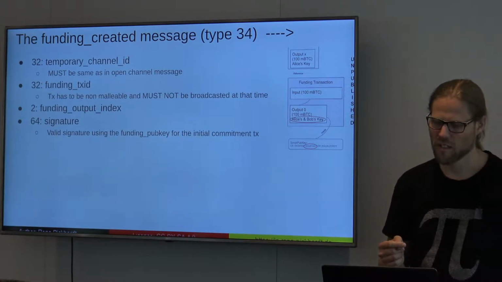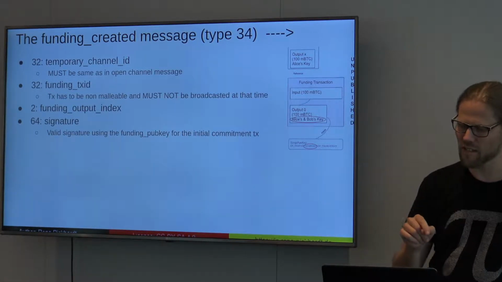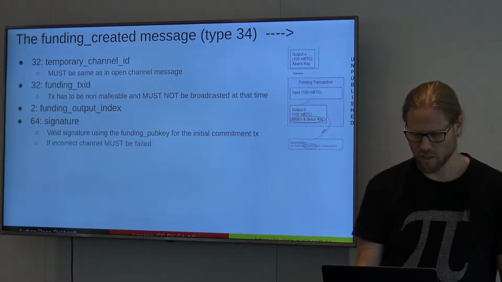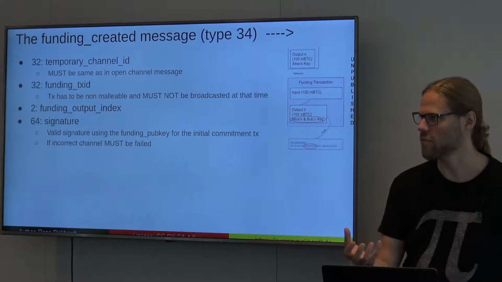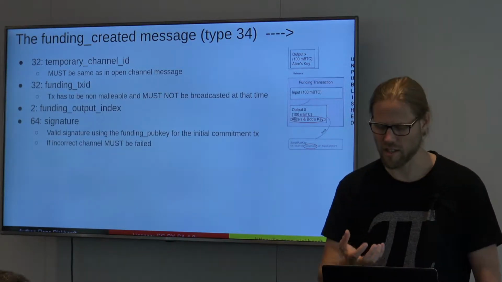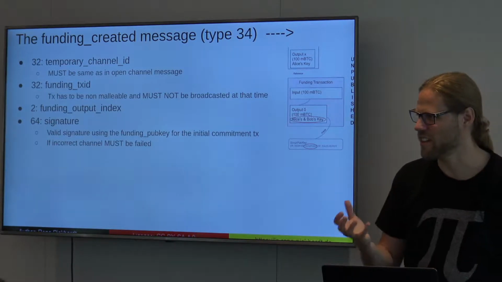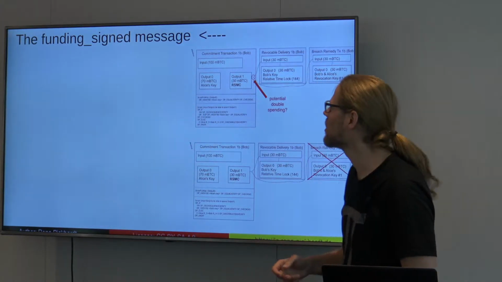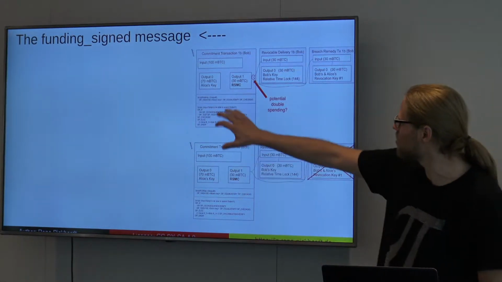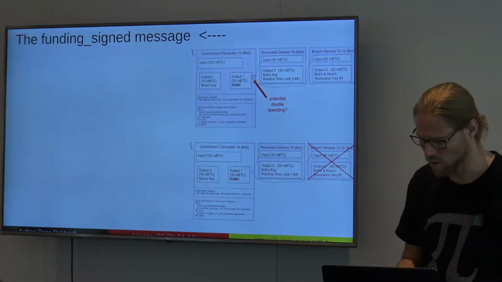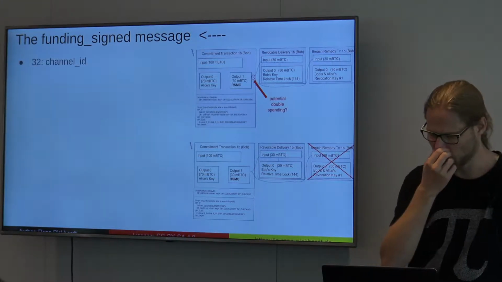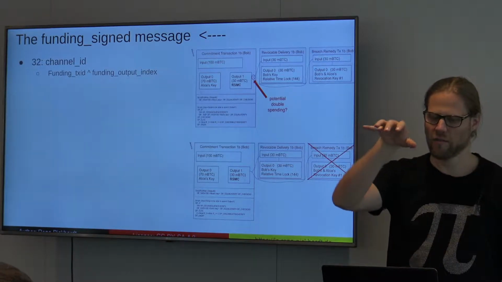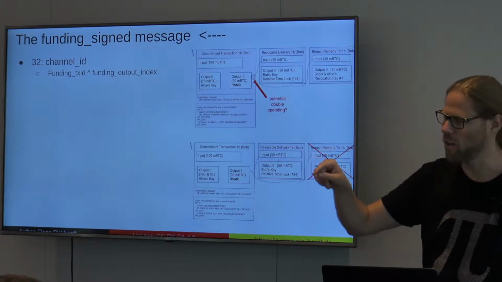And this is a valid signature using the funding pub key for the initial commitment transaction. And if this one is not correct, the other party must fail the channel and say, yeah, you know what, you're sending me some data, but I cannot do anything with this. So then the funding signed message is being sent back, right? So this means we now have a commitment transaction over here, which has the channel ID, which is the funding transaction ID XOR the funding output index.